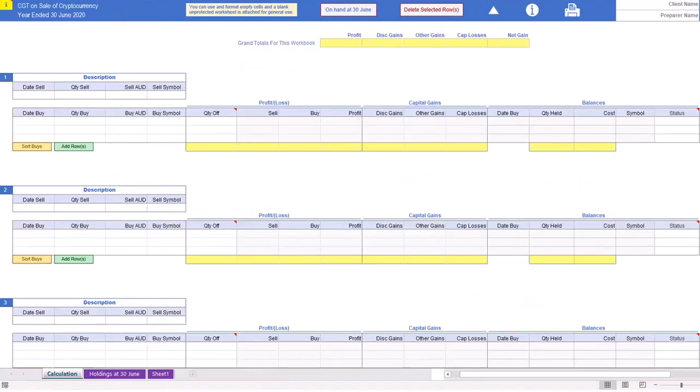One of her individual clients sends an email with information for his return. The information includes a significant number of cryptocurrency transactions during the year, so Jane downloads CGT cryptocurrency and enters all of the details to calculate the gain or loss.